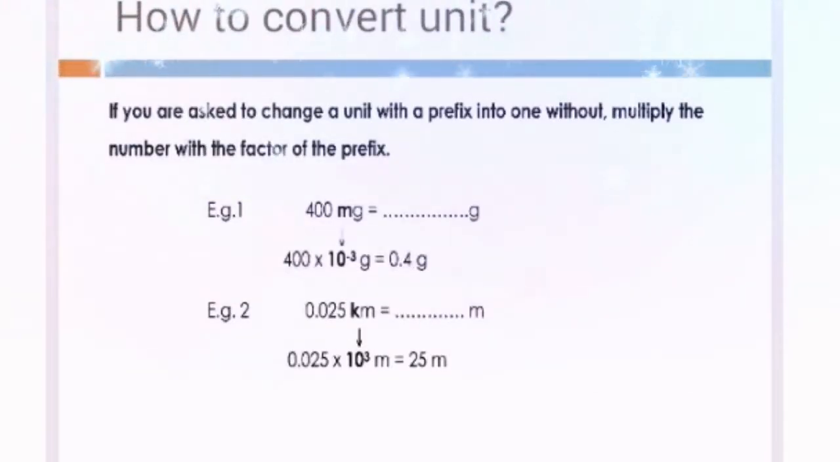Now, when you are asked to change a unit with a prefix into one without, you simply multiply the number with the factor of the prefix. For example, if you are asked to change 400 milligrams into grams, you simply multiply by 10 to the power minus 3, which is represented in the prefix. 0.025 kilometers would then be 0.025 times 10 to the power 3, which becomes 25 meters.